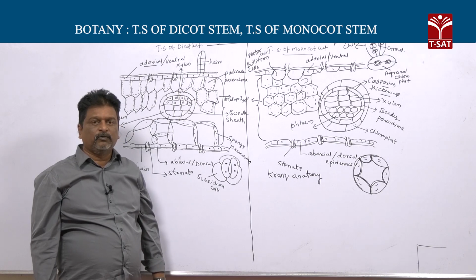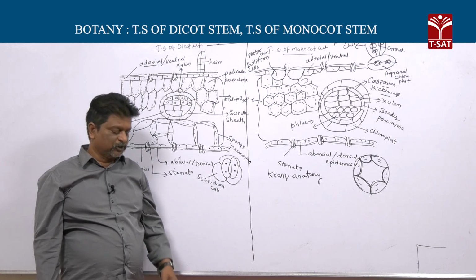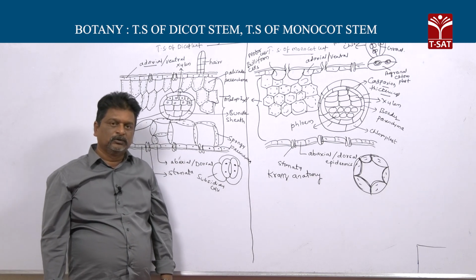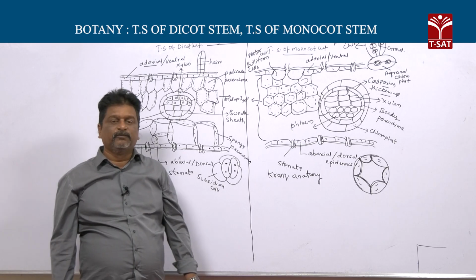So, open vascular bundles. If the question is, which leaf has open vascular bundles, that is Cycas leaflet.